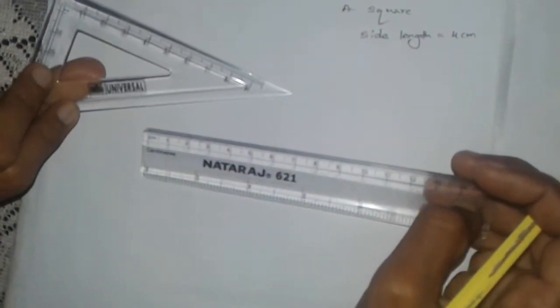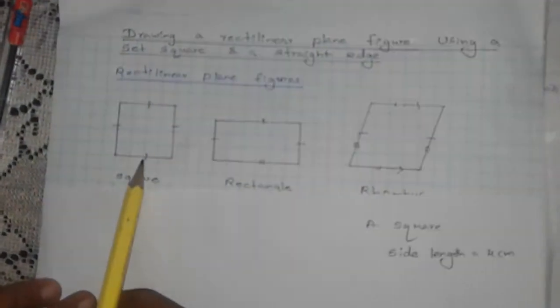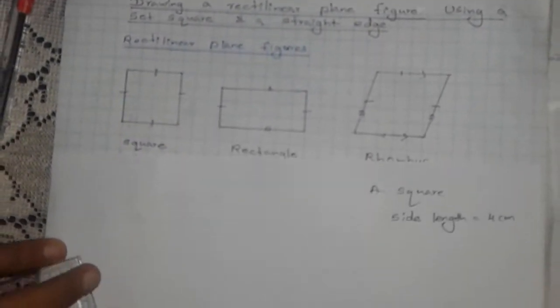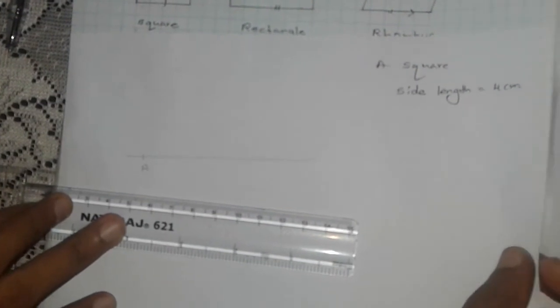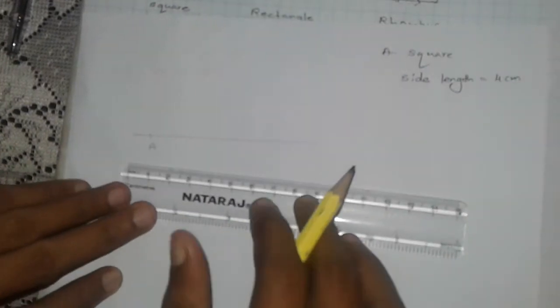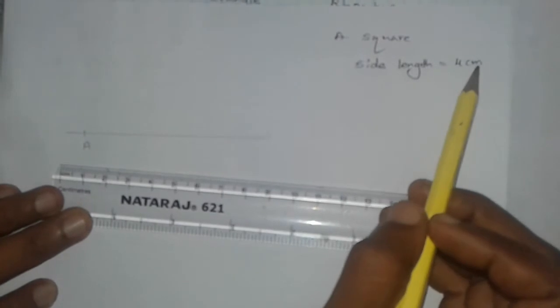and set square. So here you have to remember the properties of a square. What are the properties? All sides are equal in length and all angles are right angles. So remember that. Okay, what is the first step? I am going to draw a line segment and mark a point as A. A or B, you can use any letter. Okay, A. Then I am going to measure 4 centimeter from the point A. Why? Because the side length is 4 centimeter.